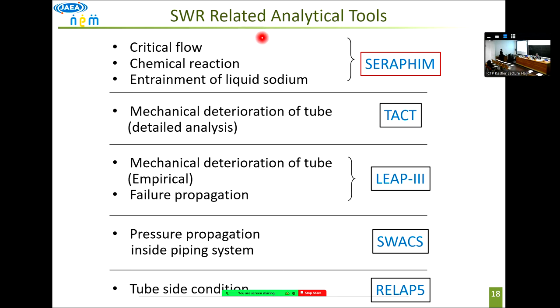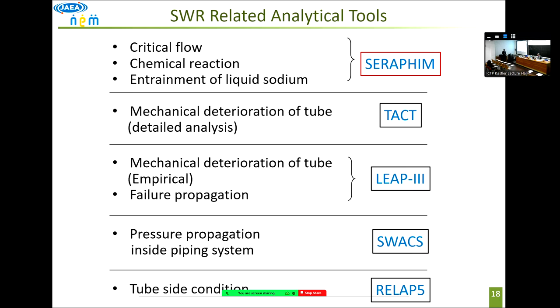This is the sodium water reaction related analytical tools. Today, I would like to mention the SERAPHIM code. In this code, we can calculate the critical flow itself, because in this case the heat transfer tube is on the steam generator side, so it's not a low pressure situation. It's more than 100 times higher than the atmospheric condition, almost the same as, or a little bit higher than, the water system. And in that case, we have some supersonic issues when it breaks up. So in that sense, critical flow is also one of the key elements to investigate the sodium water reaction. And of course, chemical reaction is very important.